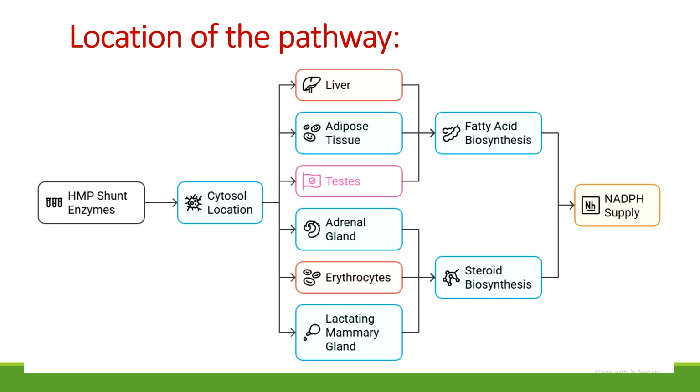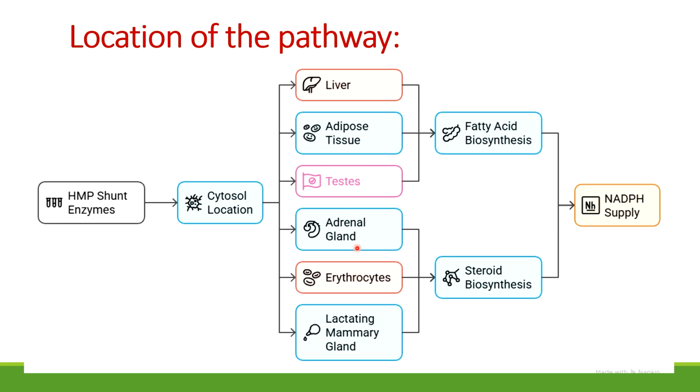Coming to the location of the pathway, the enzymes of HMP shunt, they are located in the cytosol region. Many tissues are involved in this, like the tissues such as liver, adipose tissue, adrenal gland, testes, erythrocytes, then even the lactating mammary glands. All these, they are very much active in this HMP shunt.